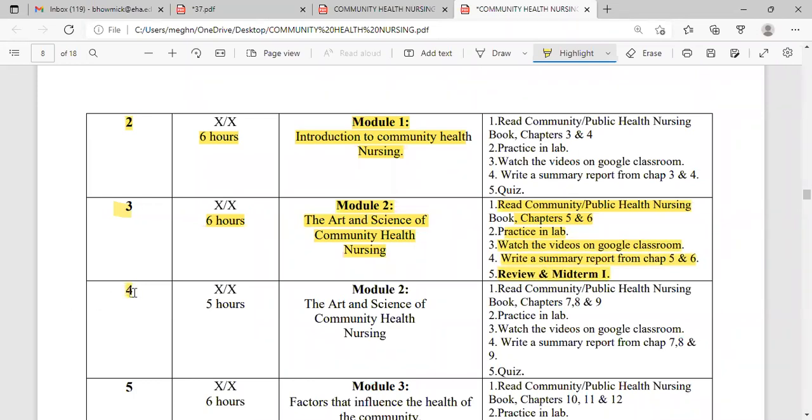Week 4, it is 5 hours, and module 2, the art and science of community health nursing, same book, but chapters 7, 8, 9. You participate, practice in lab, watch the video, and also make a summary report on chapters 7 to 9. And also you should sit for the quiz.